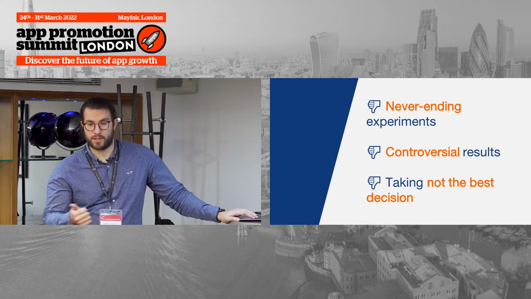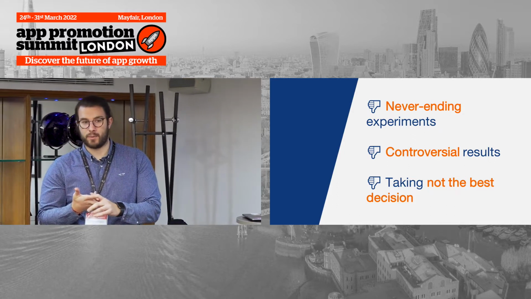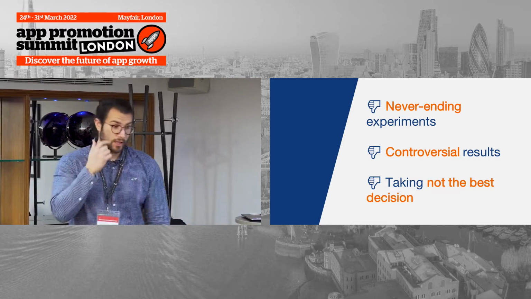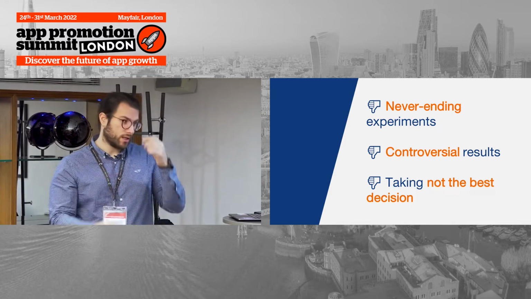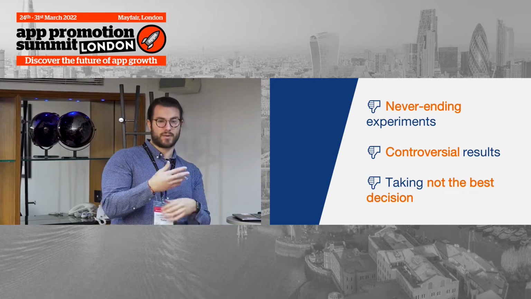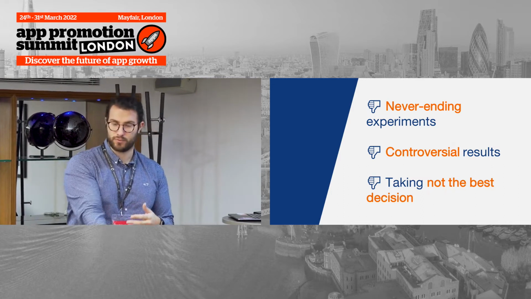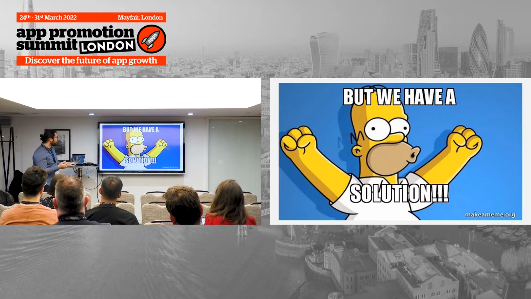There are some experiments that are never ending, the results are controversial, and sometimes we have pressure from the upper management to take some decisions, like either a new feature launch and all this stuff. And because we don't have clear results, we sometimes take not the best decision. We're just assuming that, okay, I'll make this assumption, and this has slightly better conversion rate, so let's go with the variant 2. It's not good, because every decision you need to take should be quantified, but we have a solution.